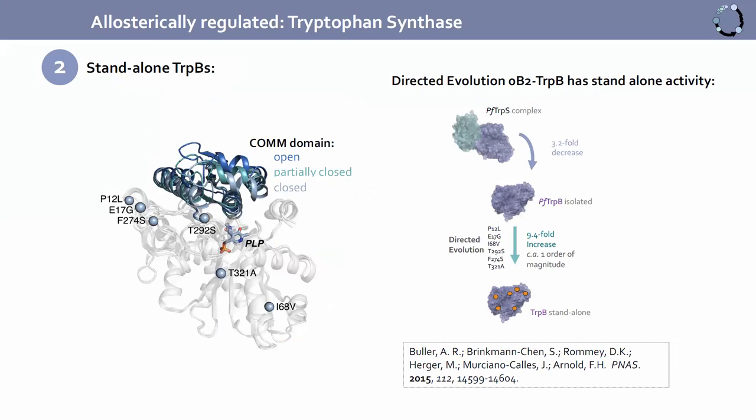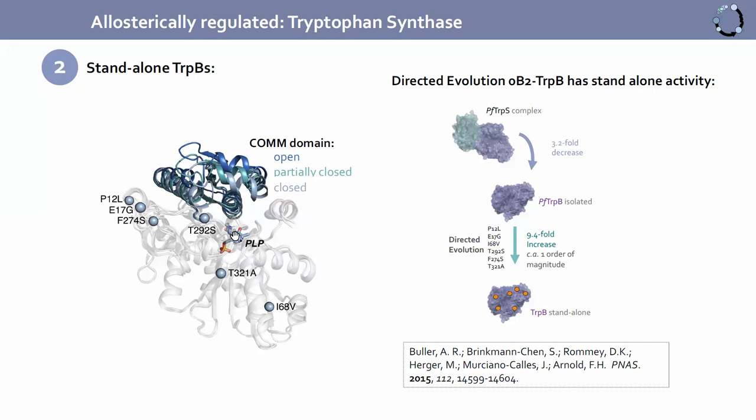Okay, and then the last, and this is something that I explained to you about this project last year. I explained the story in this way, but this was the first example, the first study where we tried to make a standalone tryptophan synthase B. And our inspiration was, here you have the enzyme. It's a PLP-dependent enzyme, and this is where the active site is.